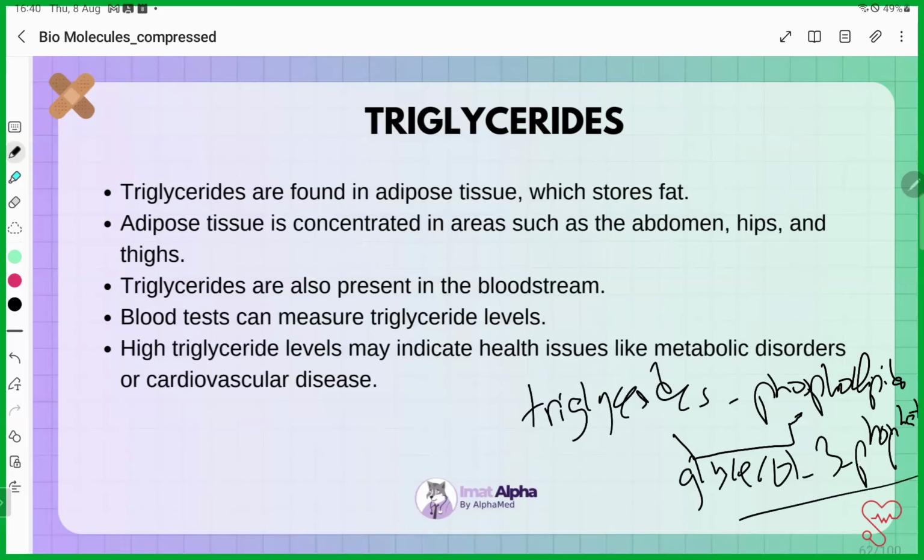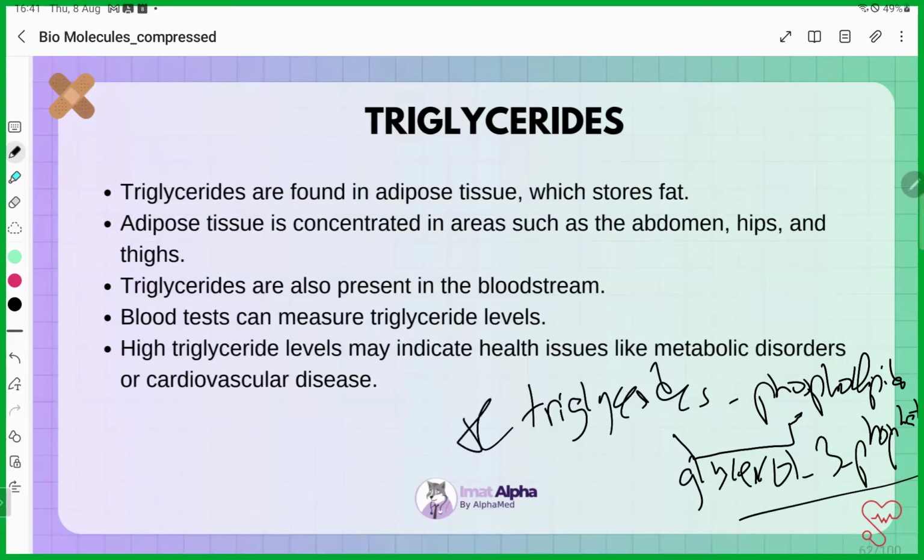Glycerol 3-phosphate. A question might be asked: what is the precursor which is in common between triglycerides and phospholipids? It's glycerol 3-phosphate. Anything else about these? No.